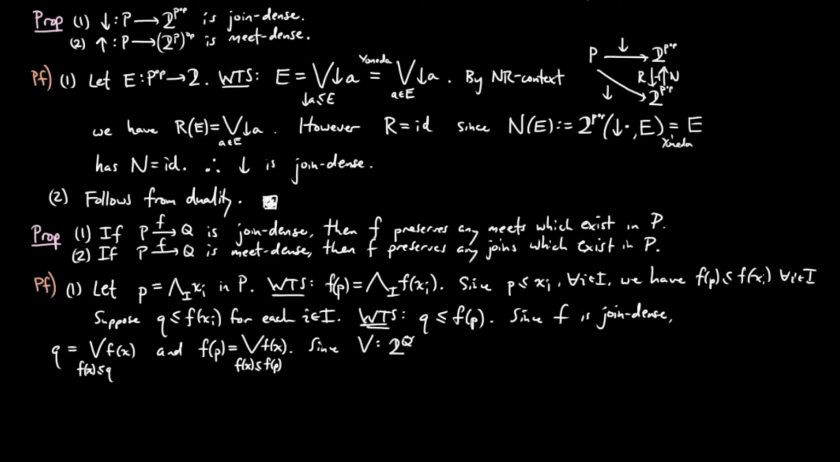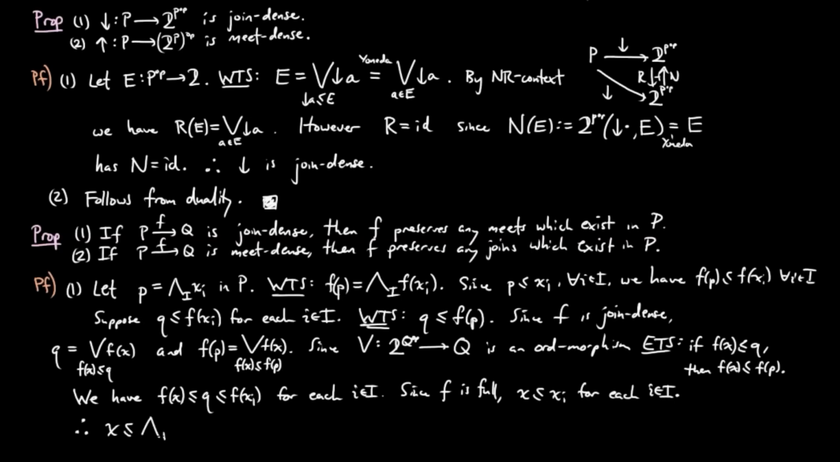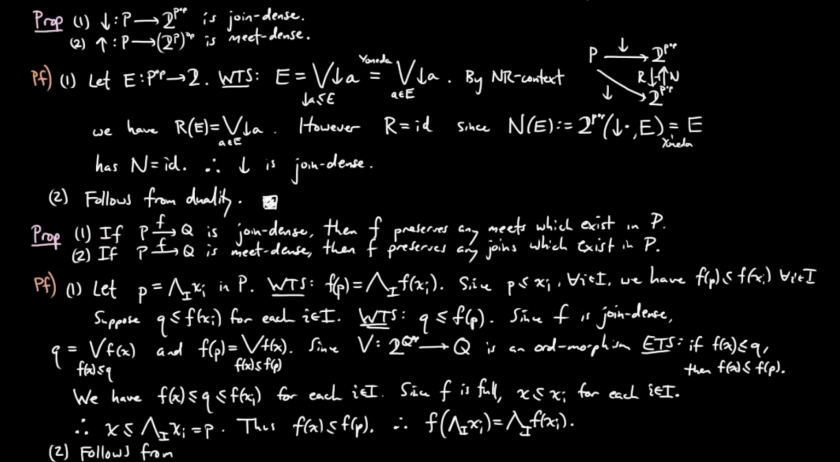Since the construction of join is an order morphism, it is enough to show if F(x) is less than or equal to q, then F(x) is less than or equal to F(p), thereby showing q is less than or equal to F(p) as well. We have F(x) is less than or equal to q, which is less than or equal to F(x_i) for each i in I. Since F is assumed to be full, x is less than or equal to x_i for each i in I, and therefore x is less than or equal to the meet of x_i, which is equal to p. Thus, F(x) is less than or equal to F(p), and therefore F preserves meets. And 2 follows again from duality.